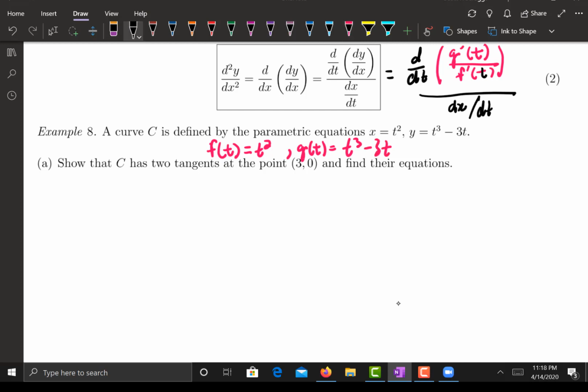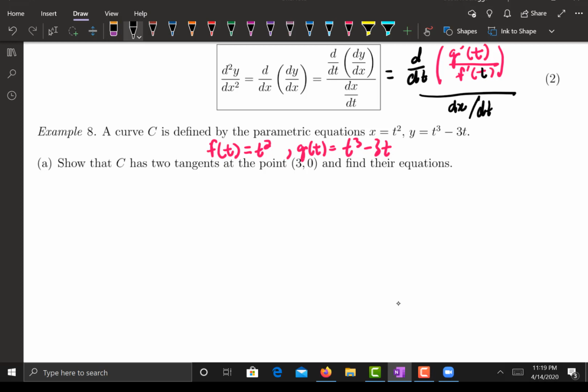And so part A is asking us, we need to find two tangents at the point (3, 0) and find their equations. And so what does that mean? We need to find two equations of a tangent line that passes through the point (3, 0). And so let's go through that.